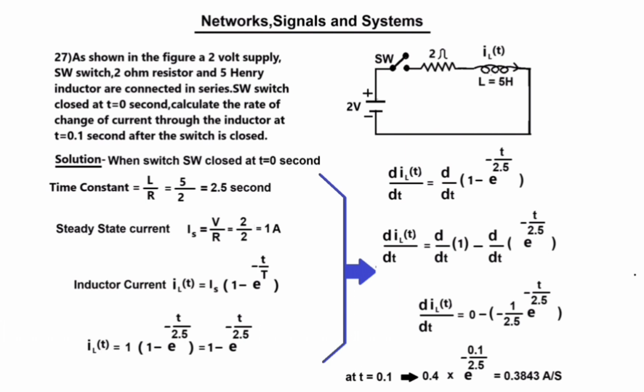At time t equal to 0.1 seconds, differentiation of IL(t) with respect to time t equals 0.4 multiplied by e raised to the power minus 0.1 upon 2.5. This equals 0.3843 ampere per second. Okay, thank you.